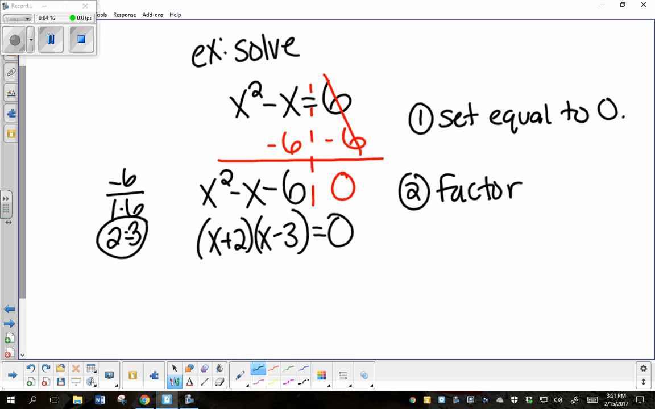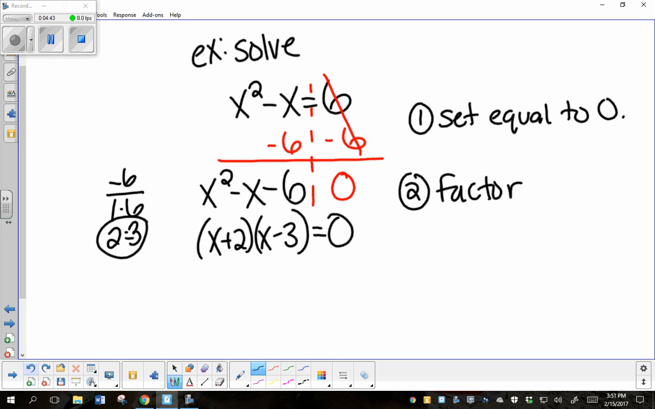From the principle of zero products, I know that if these two factors multiply to 0, one of them has to equal 0. If either one of them is 0, the whole thing's going to be 0, right? If x plus 2 is 0, then we're going to have 0 times x minus 3, and that's going to equal 0. So anything that makes either of those factors equal 0 will make the whole thing equal 0.